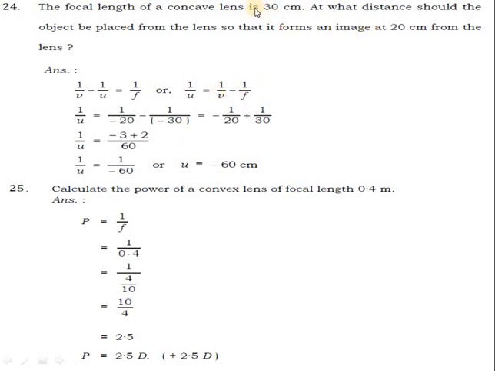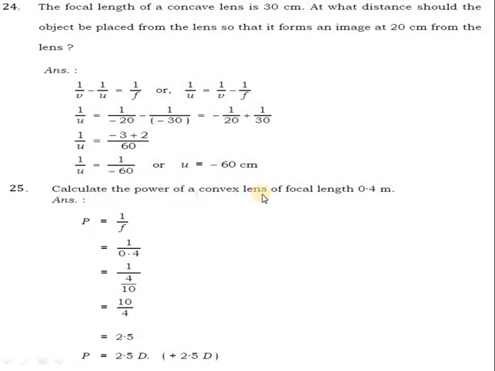Here, the image has to be formed 20 centimeter from the lens, and it is a concave lens. The image formed is a virtual image, so it is taken as negative. So, 1 by u is equal to 1 by minus 20 minus 1 by 30. If you solve, you will get 1 by u is 1 by minus 60 or u is equal to minus 60. That is, you have to keep the object 60 centimeter towards the left of the lens.